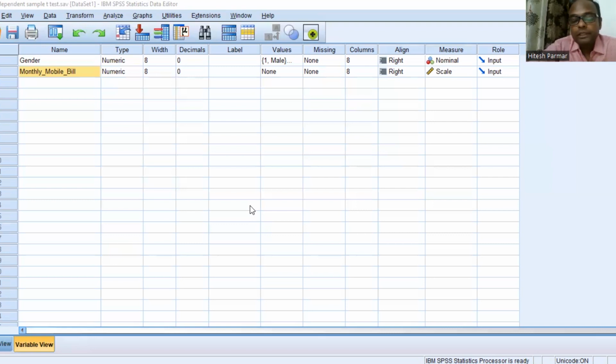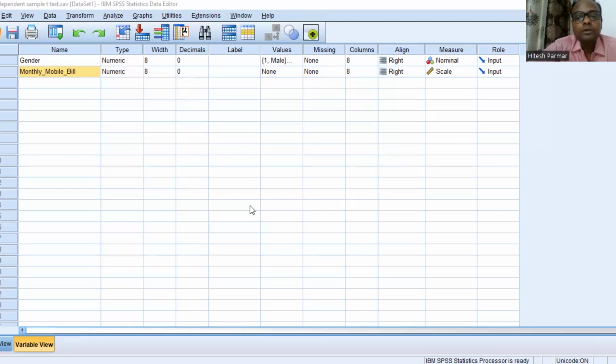So if the significance value is less than or equal to 0.05, then reject your null hypothesis at 5% level of significance. If the p-value is less than or equal to 0.05, then reject your null hypothesis at 5% level of significance. And if the p-value is greater than 0.05, then we fail to reject the null hypothesis. So here the KS test, the p-value is 0.200.